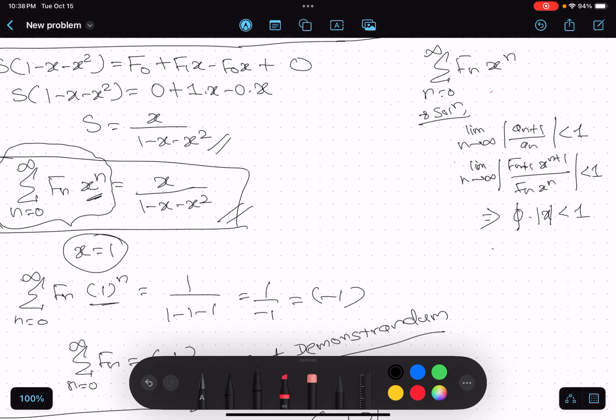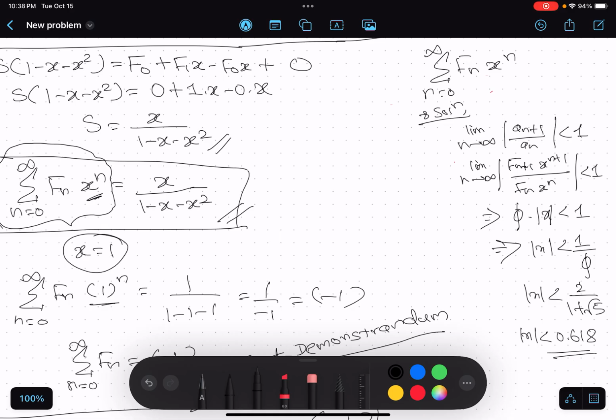Therefore, the modulus of x should be less than 1 by phi. Now phi is just root 5 plus 1 by 2. So the inverse will be 2 divided by 1 plus root 5. Now the value of 2 divided by 1 plus root 5 according to my calculator. Okay, where's my calculator? 2 divided by 1 plus root 5. It's 0.618. The modulus of x should be less than 0.618.